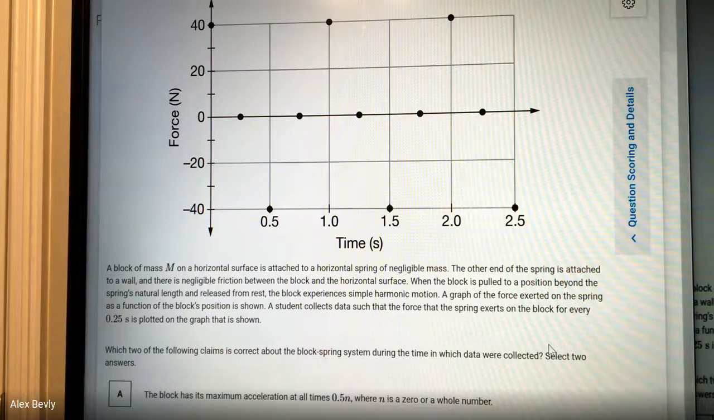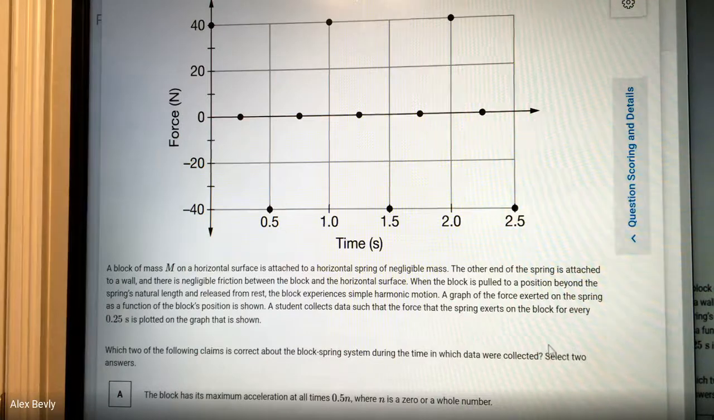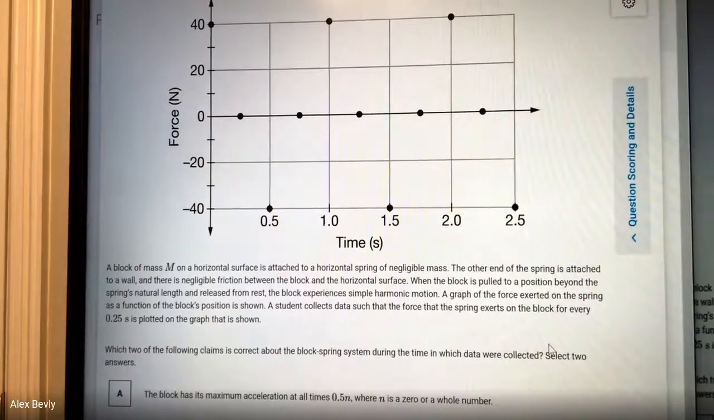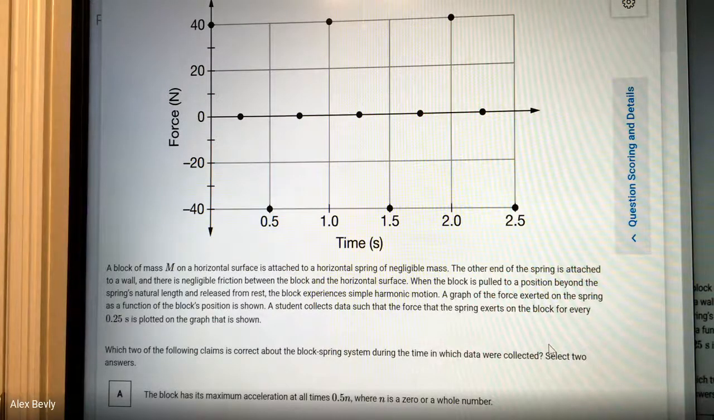A student collects data such that the force the spring exerts on the block for every 0.25 seconds is plotted on the graph that is shown. Which of the following two claims is correct about the block-spring system during the time in which the data were collected? Select two answers. So, first of all, what shape is this making? Yeah, it's a wave shape.